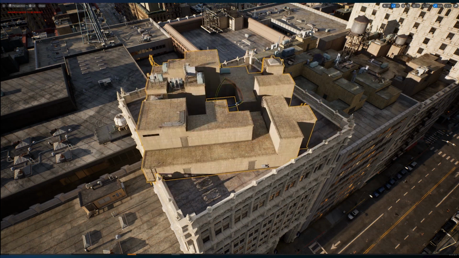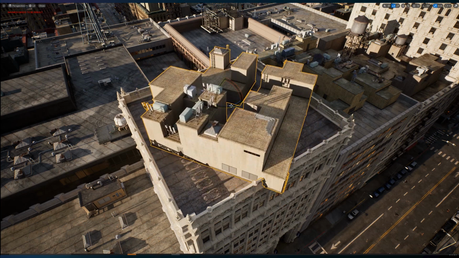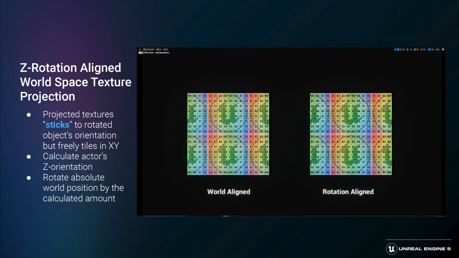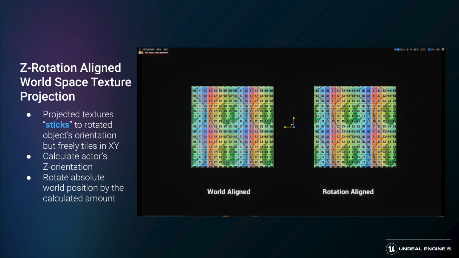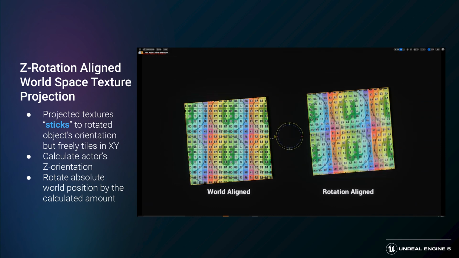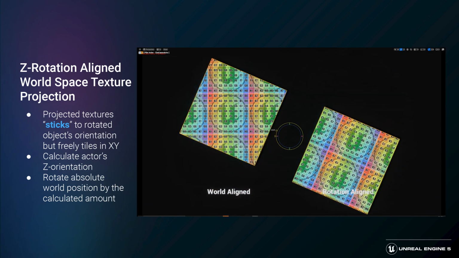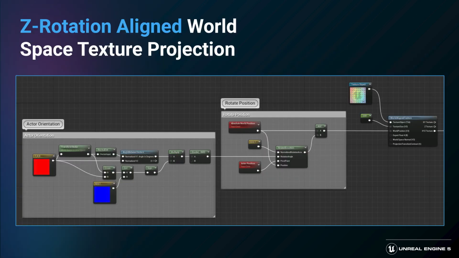You can see here that as we rotate the building, the grid lines on top of the roof stay locked to the roof surface. We accomplish this using a Z-rotation aligned world space texture projection. This projection sticks to the rotated object's orientation, but freely tiles in X and Y. We do this by calculating the actor's Z orientation, and then rotating our absolute world space by the calculated amount. Here are the material nodes for that technique.